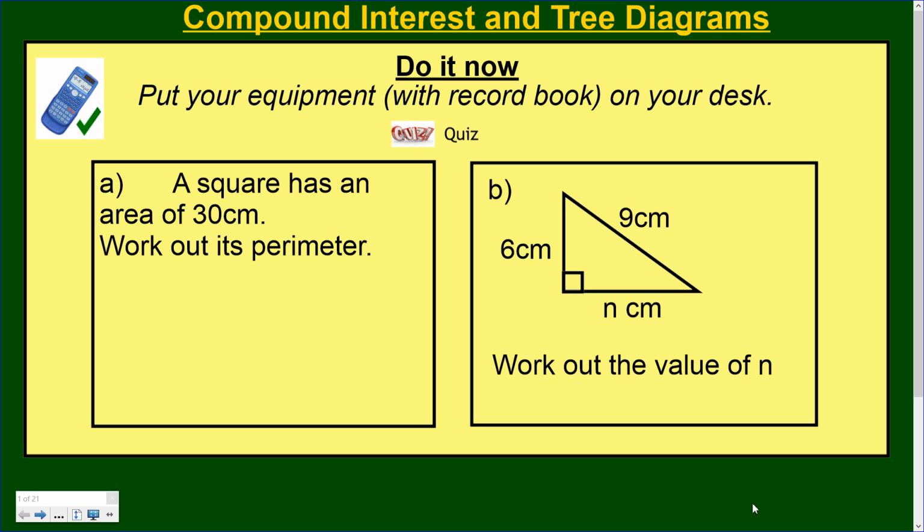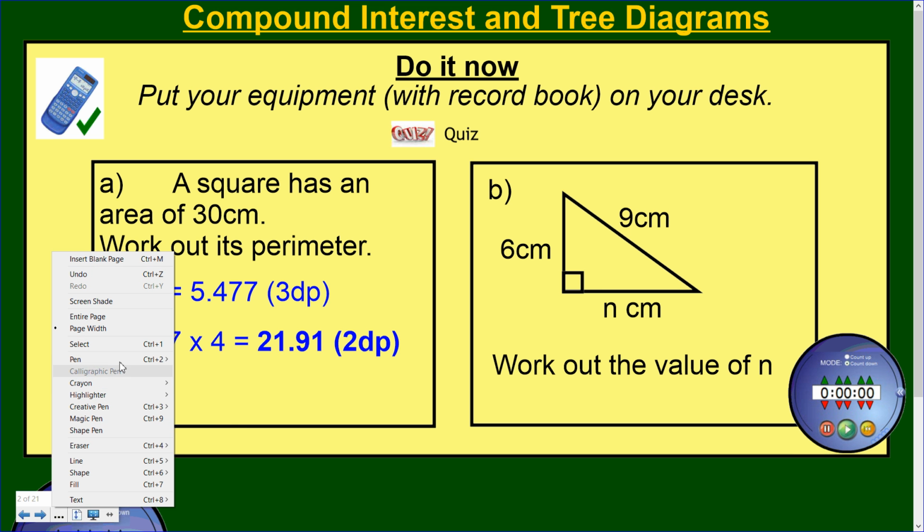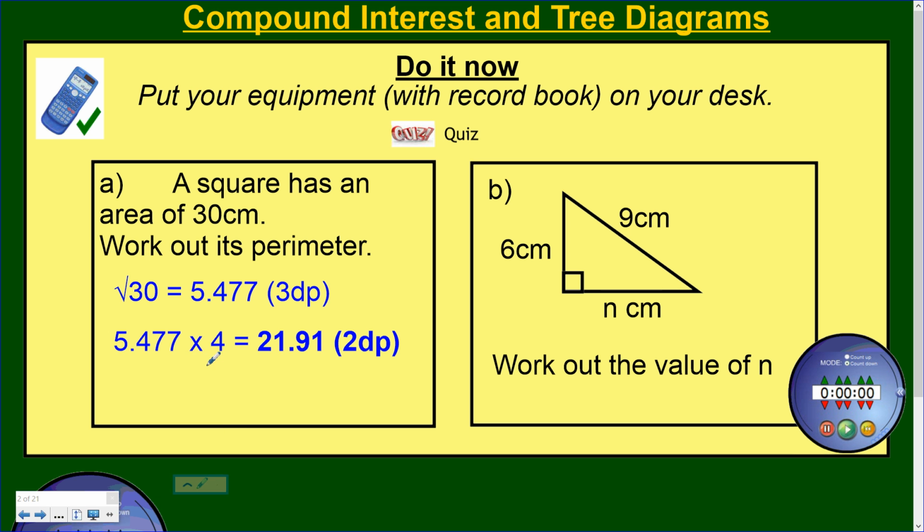All right, I'm going to move on to look at the answers. Question A: a square has an area of 30 centimeters squared and you're asked to work out its perimeter. That means we've squared the sides to get an answer of 30. To find one side, we take the square root of 30, which is 5.477. So each side on this square is 5.477 centimeters.